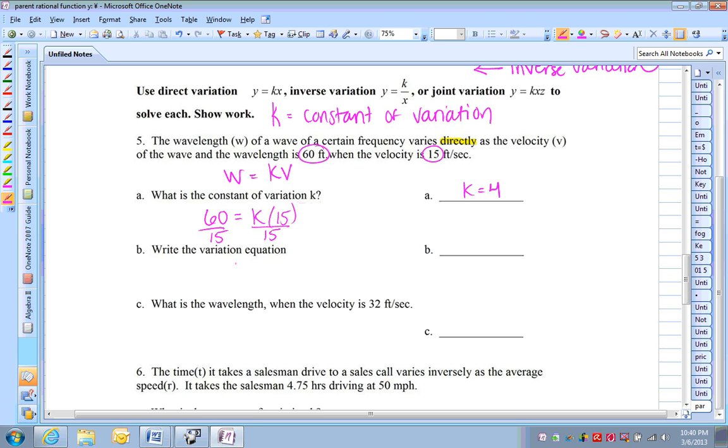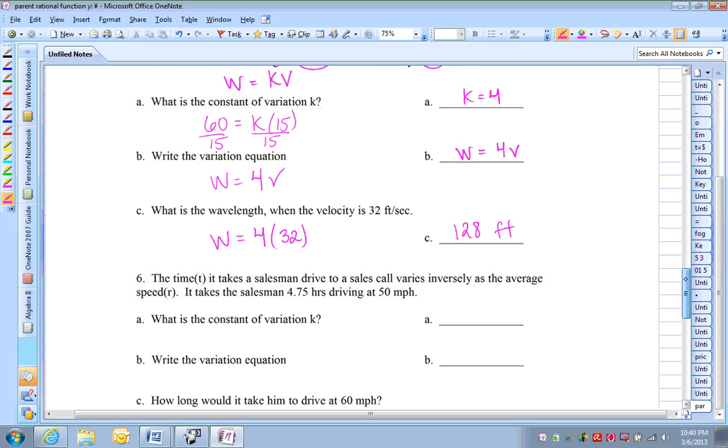Now they're wanting us to write the variation equation. Well, that's the same thing that we have up top, w equals kv, but we are going to replace k with the actual constant of variation value that we found. So the wavelength equals 4 times the velocity. Now they ask us, what's the wavelength when the velocity is 32 feet per second? We are looking for wavelength, so we leave that as w. Our constant of variation is 4, and we plug in 32 for our velocity. 4 times 32 is 128, and the wavelength is measured in feet. So the answer is 128 feet.